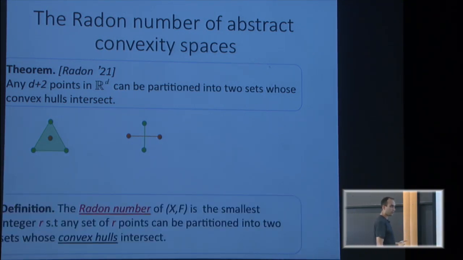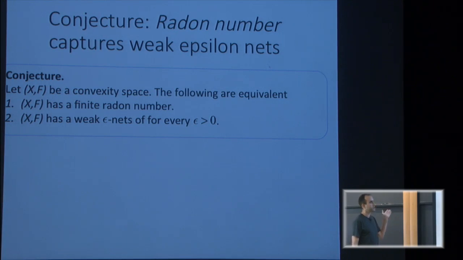So the Radon number of a convexity space is the smallest integer r such that for every r points, we can find a partition of them into two subsets whose convex hulls intersect. What do I mean by convex hull? The convex hull is just the intersection of all members of F that contain these points. It's well defined. So the conjecture is that the two statements are equivalent: that the convexity space has a finite Radon number, and that it has the weak epsilon net property.